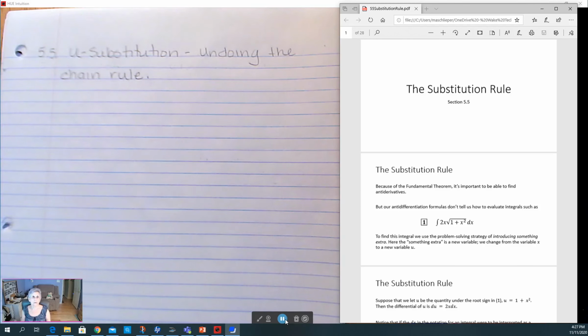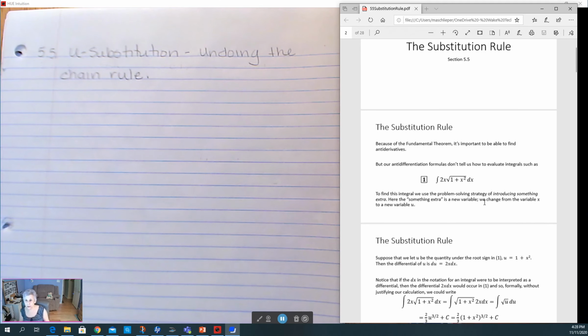Substitution rule. I am going to refer to it as u-substitution. I can't help it. I always do. It's undoing the chain rule. Things that you differentiated by using the chain rule, you integrate by using u-substitution. So again, we're going to have inside and outside functions.